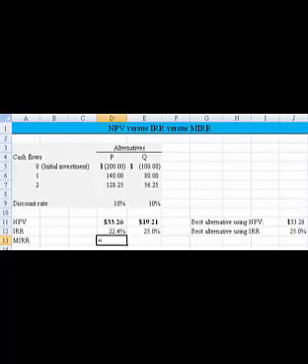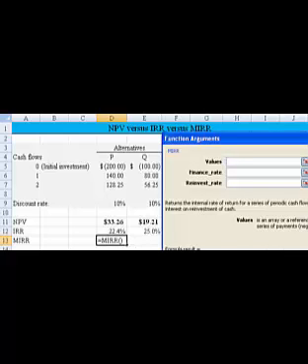Let's also take a look at the modified internal rate of return. And with the modified internal rate of return, the difference is we don't assume that cash flow that is generated throughout the process is invested at the internal rate of return. We assume any positive cash flow is invested at the cost of capital, and any financing needed is also invested at the cost of capital.